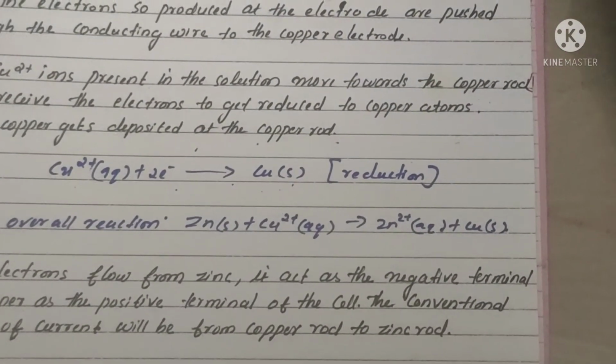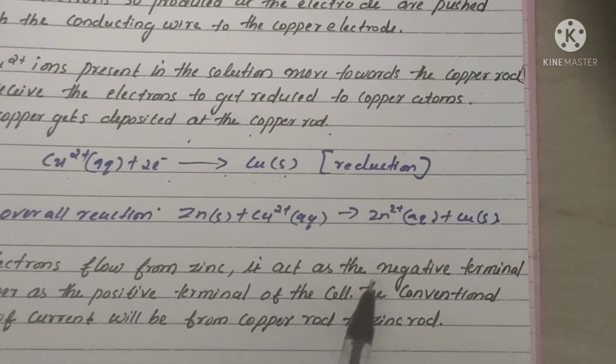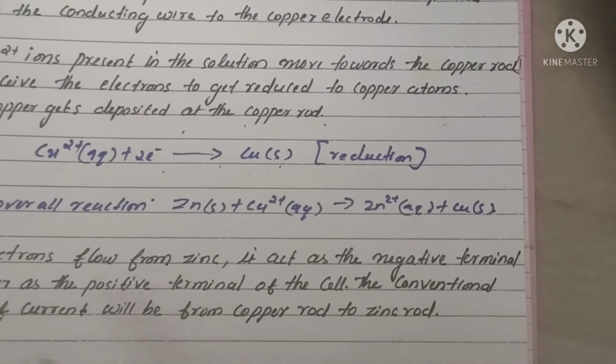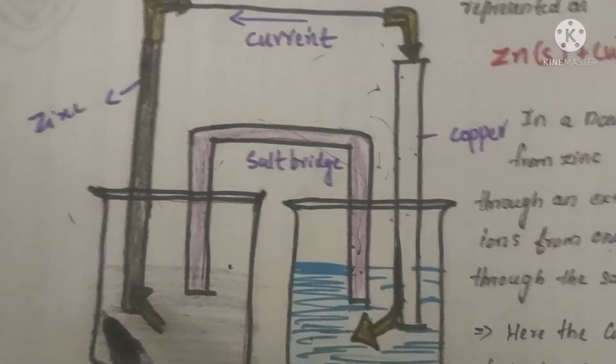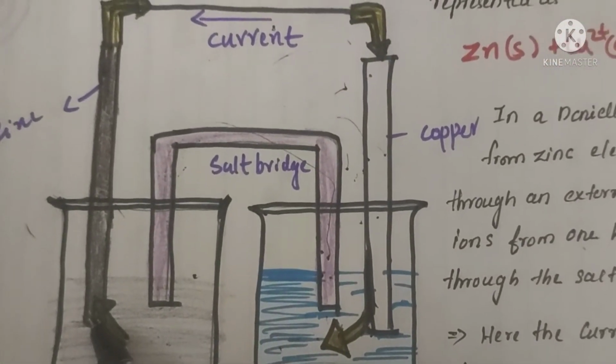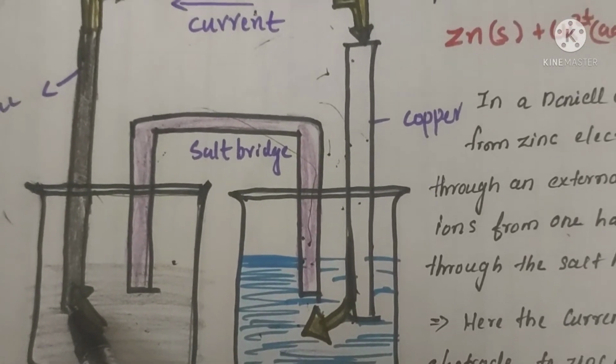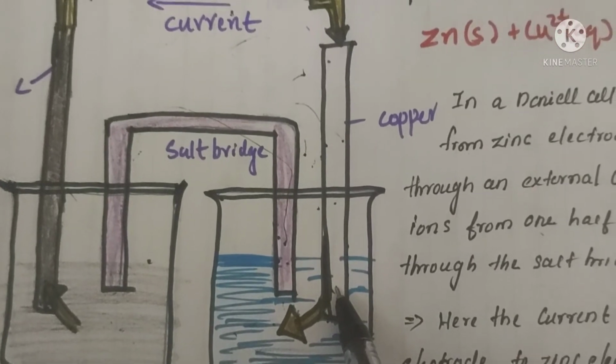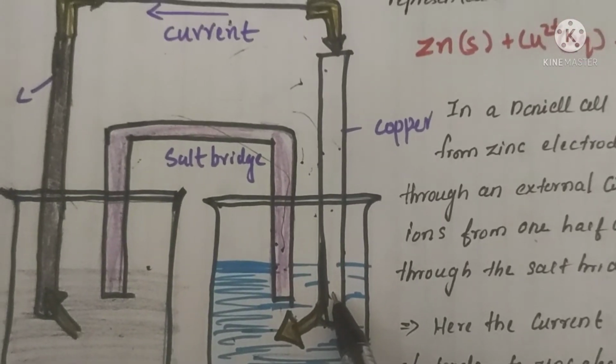As the electrons flow from zinc, it acts as the negative terminal and copper acts as the positive terminal of the cell. The electrode at which oxidation takes place is the anode, and the electrode at which reduction takes place is the cathode.